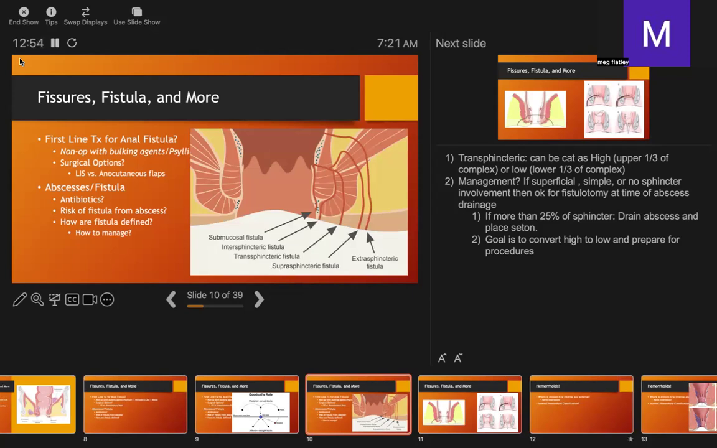When you get to intersphincteric, transsphincteric, and suprasphincteric, that's when the goal of placing a seton is to really try to minimize the amount of muscle that you are dividing. So those become technically more difficult with seton placement. The goal for that seton is to have the muscle grow and scar down around it, so that you can cut the fistulous tract without having to cut a whole bunch of muscle and give them incontinence.